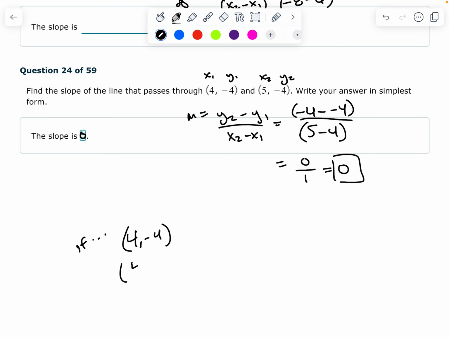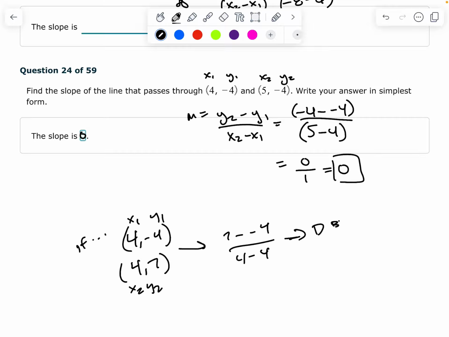What if we had 4, negative 4, and 4, 7, and then we typed in the calculator? This is my xy, that's my xy. Then I would have 7 minus negative 4 over 4 minus 4. And then when you type in the calculator, it would give you a domain error, I believe, or a divide by 0 error. And in that case, the answer is undefined.